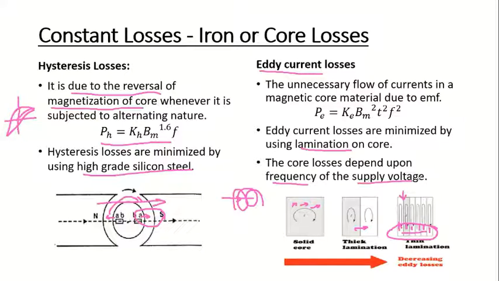So here the eddy current losses, again the mathematical expression: PE is equal to KE, which is a constant, Bm, which is the flux density, Bm, and T is the thickness of the core, and F is frequency. So whatever the condition it may be, the core losses are depending upon frequency.